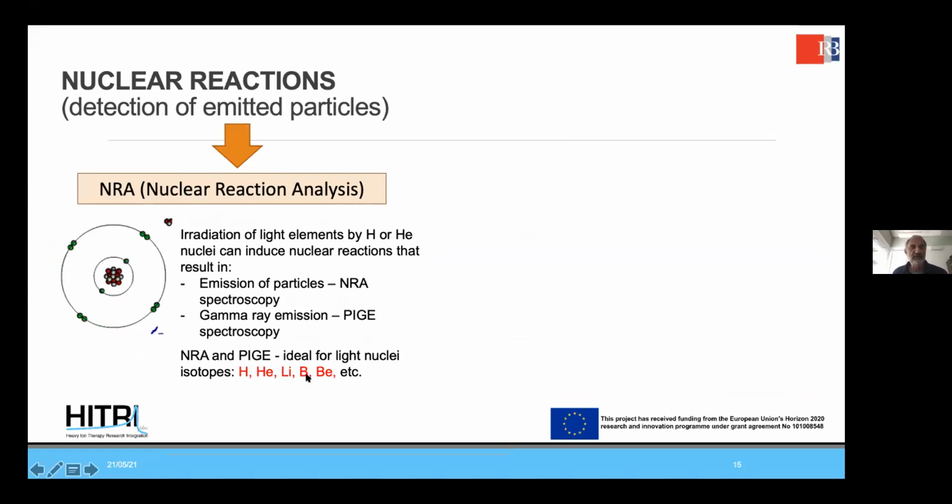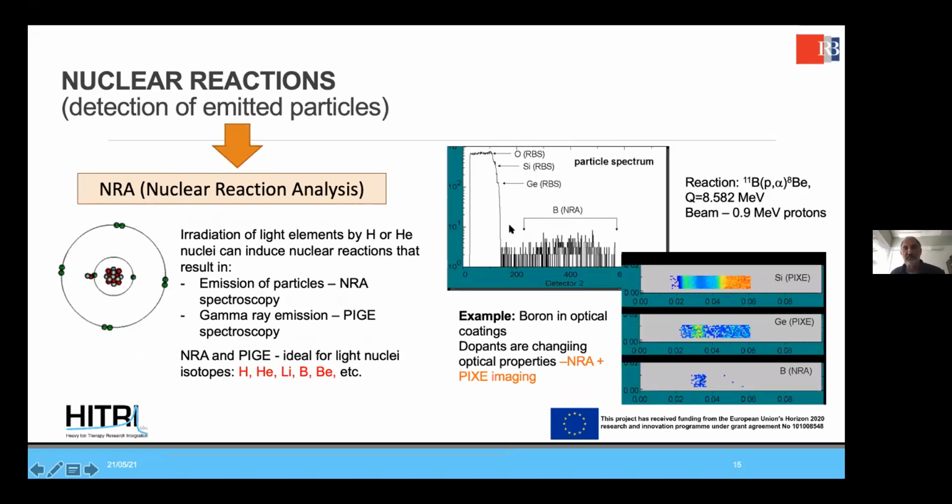for instance, lithium for batteries, boron for some doping and so on. This is an example of analysis of boron by proton beam. So the proton beam was 0.9 MeV protons. And as the Q value of this reaction is pretty high, we can separate emitted particles from the Rutherford backscattering spectrum.